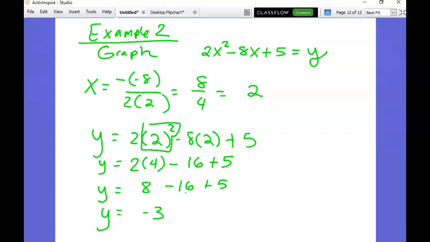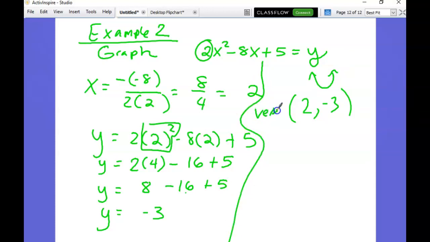So technically, we do have enough information to graph this now. I've got my vertex. It's 2, -3, right? And we know that it's going to be a happy face. So technically, we could graph it. But since we can find something a little bit more specific now, can't we? Let me box this off. So this is my vertex, right? But we can also identify our y-intercept really easily. What's my y-intercept? It's that guy, right?